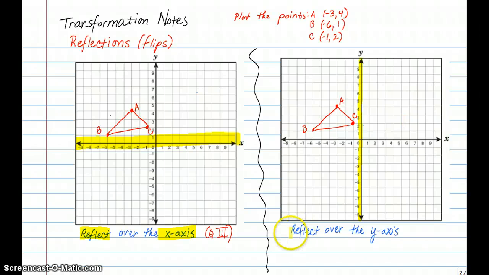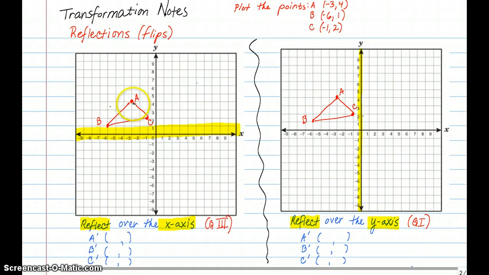Okay, now I'm going to do the y-axis, then you're going to try the x-axis. But let's just keep in mind, reflecting over the x-axis in this case will give us quadrant 3 points. Reflecting over the y-axis in this case is going to put us into quadrant 1. And that'll help us know if we've got things right.